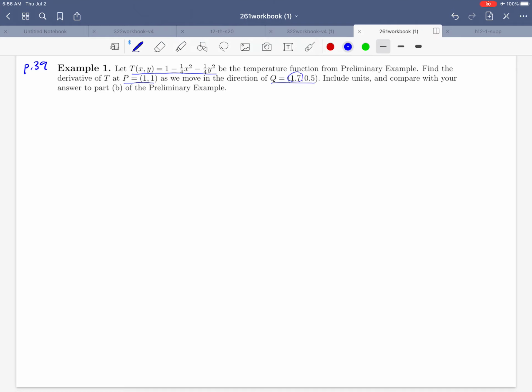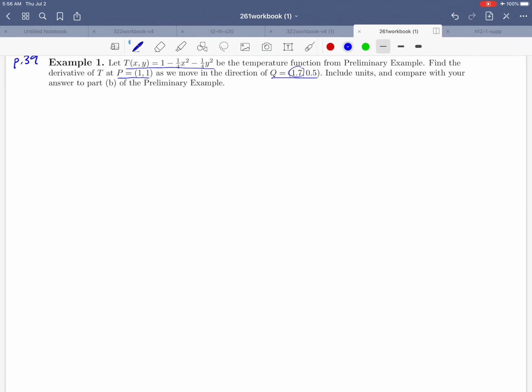Okay, so let's first draw a picture here. We're trying to find the rate of change from P to Q. So I always like to draw the path just so that we can see it. So 1, 1, and 1.7, 0.5. We're going from 1, 1 to 1.7, 0.5, so we're moving in that direction. Okay, so there's the points P and Q. And I'm going to give that vector a name, just call it V.